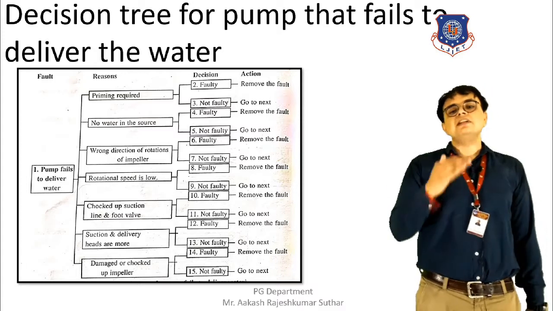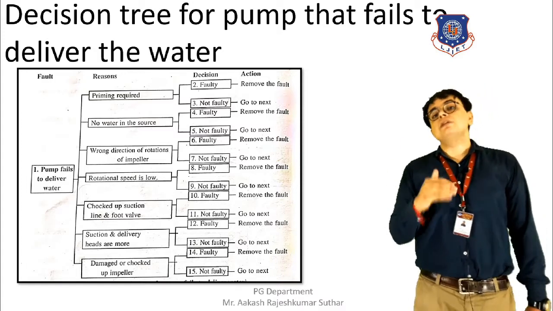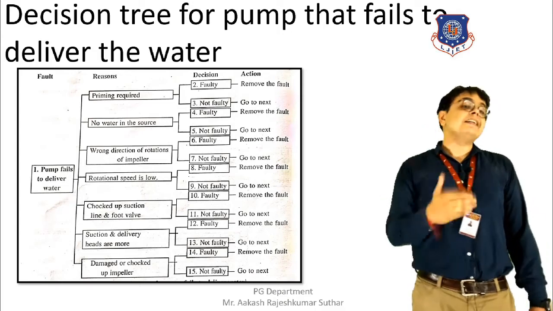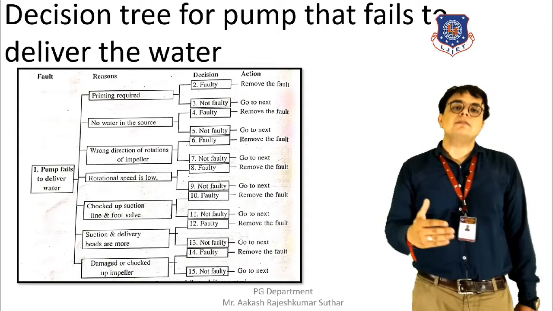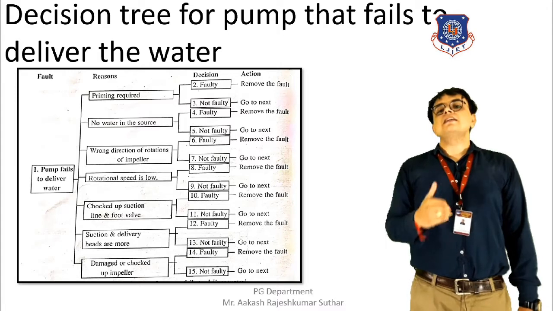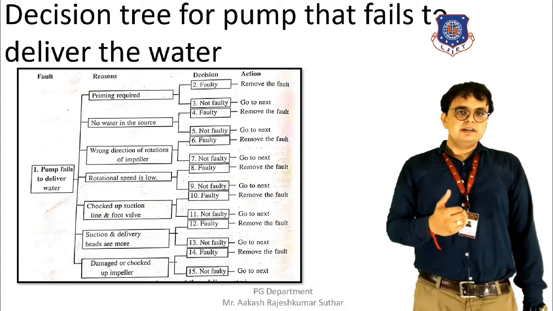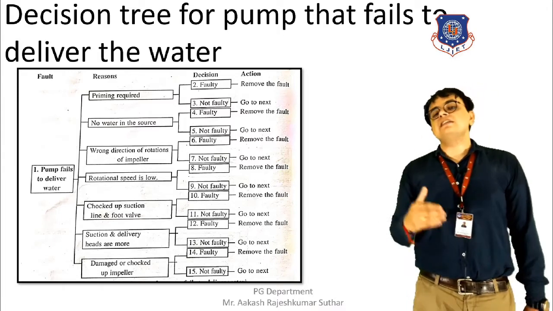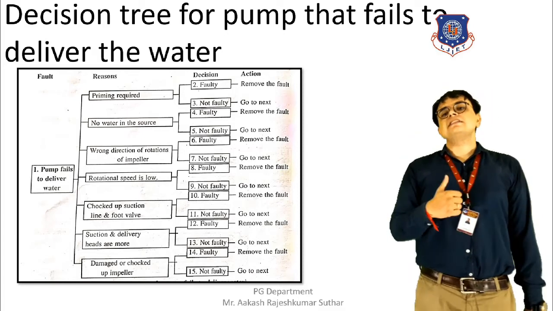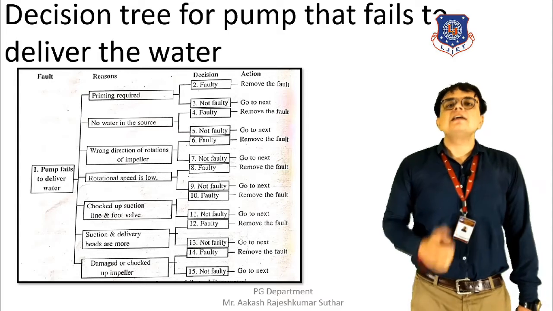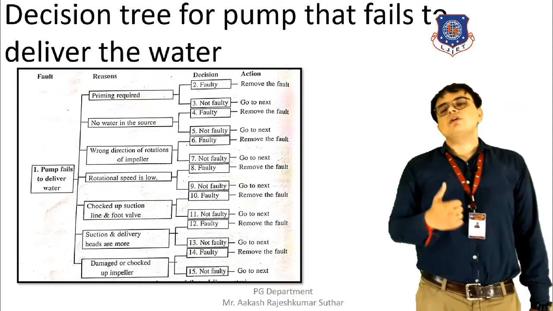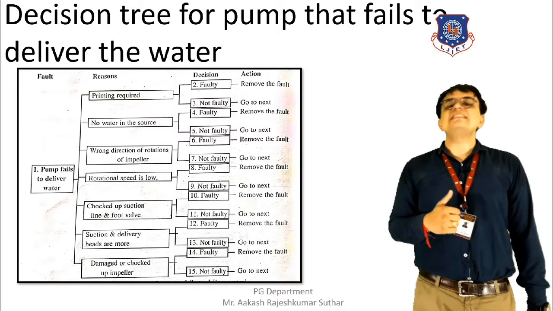So if the suction line and the foot valve are found guilty, or you can say that the fault is being caused because of this choking up of the suction line and the foot valve, then in the decision we should write remove the fault. But if the choking up of the suction line and the foot valve has not taken place, then in the decision we should write it as not faulty, and in the action we should write move towards the next type of reason.